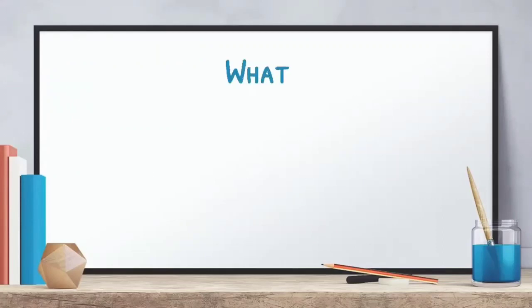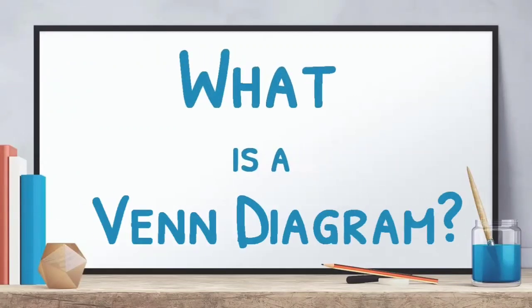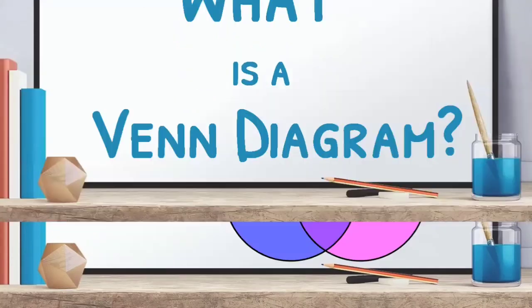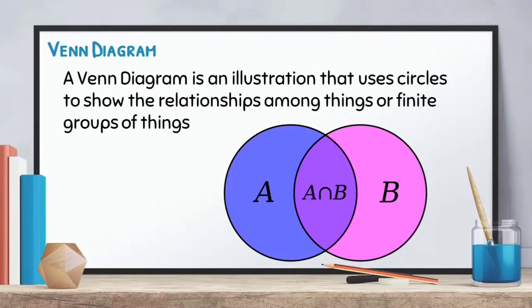Okay. So now let's go to Venn diagram. What is a Venn diagram? So a Venn diagram is an illustration that uses circles to show the relationships among things or finite group of things. So by means of Venn diagram, we can now have a clear representation of how our sets are being related. Okay, say for example, if you have union of sets, if you have your intersection of sets, you could be able to do that by means of Venn diagram. You will have a very clear picture of what the set look like, right?